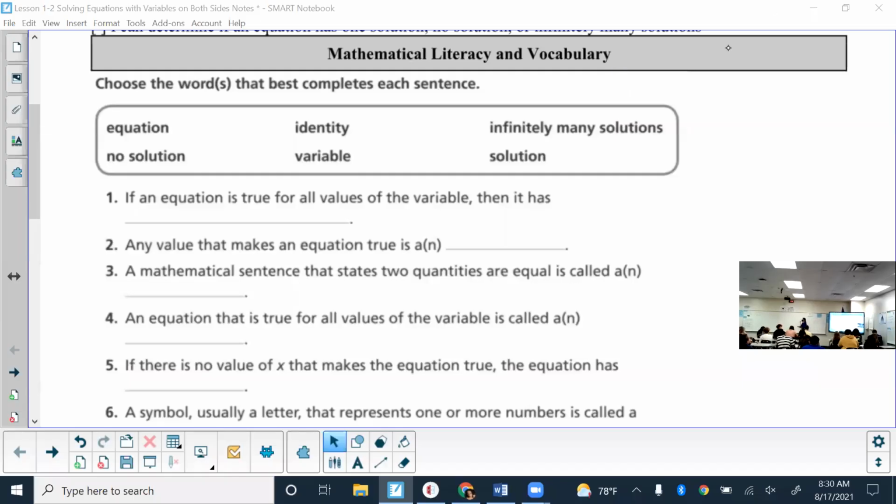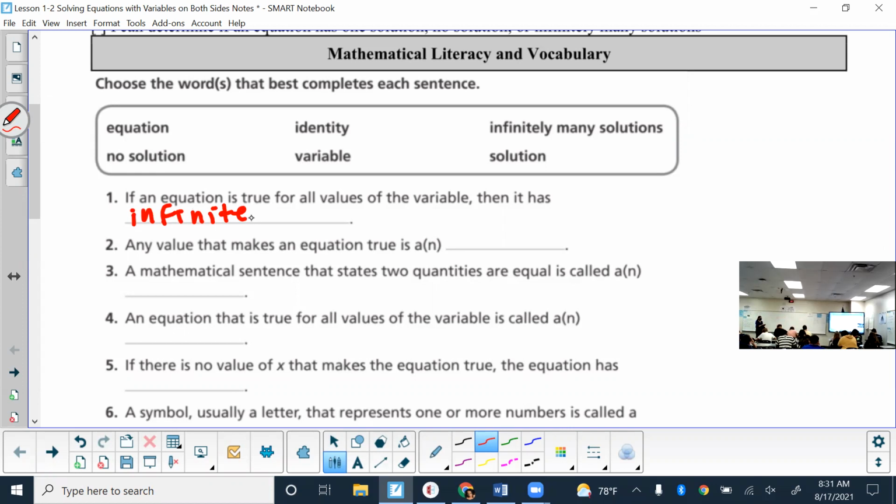So for number one, if an equation is true for all values of the variable, then it has what? Infinitely many solutions. If you picked a different answer, just make sure you fix it. Infinitely many solutions is the first answer. All right, so that means if no matter what number you plug in for x, it will be true on either side of the equal sign, then you have infinitely many solutions.